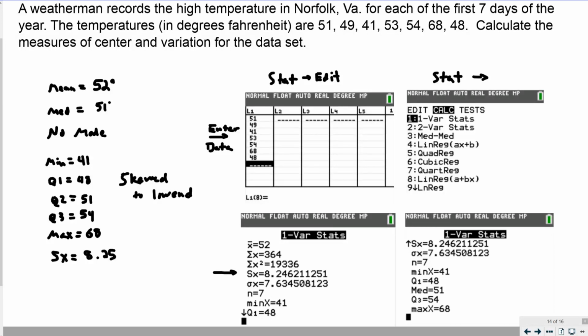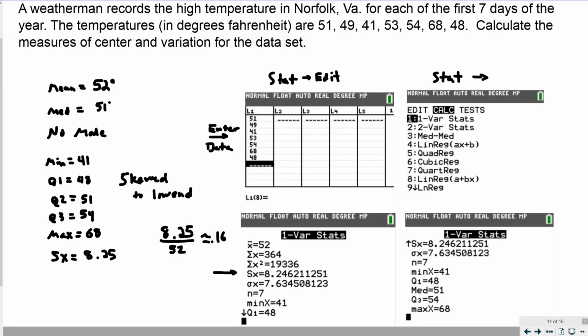Compared to the data, what I could use this standard deviation for is this: I'm going to divide the standard deviation by the mean, and that percentage is going to tell me how spread out my data is. So 8.25 divided by 52 is around 0.16, which means the data is relatively close together.